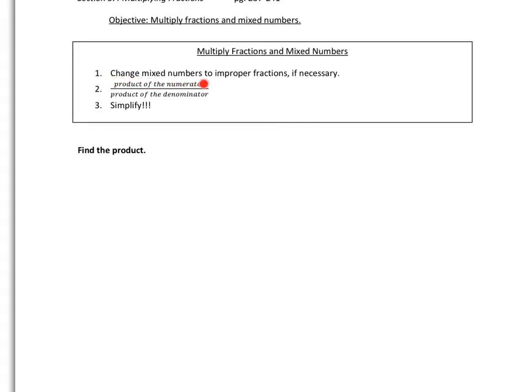Okay, to multiply fractions and mixed numbers, here's the 3 steps we're going to take. We first need to change any mixed numbers into improper fractions. After that, we're going to take the product of the numerators over the product of the denominators. And then step 3, we always want to simplify. Okay, let's go ahead and dive right into some examples.